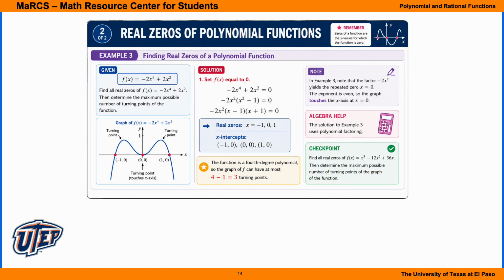So negative 2x squared equal to 0 will imply x is equal to 0. X minus 1 equal to 0 will imply x is equal to positive 1. And x plus 1 equal to 0 will imply that x is equal to negative 1. So our three zeros are at x is equal to negative 1, x is equal to 0, and x is equal to 1. So using our degree 4, we'll know that the most turning points that the function f can have is 3, because n minus 1, or in our case 4 minus 1, will give us 3.